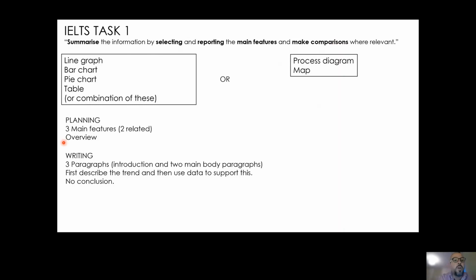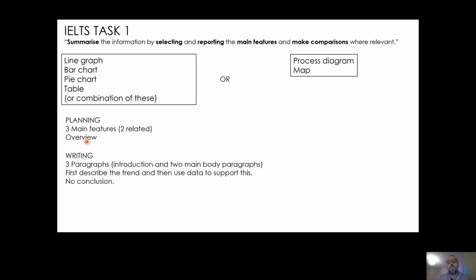I'm also looking for an overview in my planning stage, and that's really important because the examiners stipulate they need to see an overview. Again, in a process diagram, this can be difficult to identify. So I'll show you in 2 different process diagrams how I break the data down into 3 main features, 2 of them related to each other, and how I find an overview.